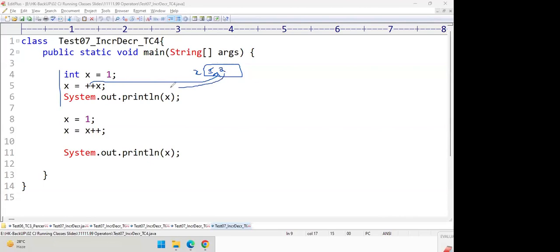Then read 1, 2. What value is coming? 2. Substitute. Plus plus x is replaced with what? 2. Store. Where? In the same variable x. Go again to the same memory. The existing value 2 is replaced with 2 again. Then go to the next line. Read x. What value is coming? 2.